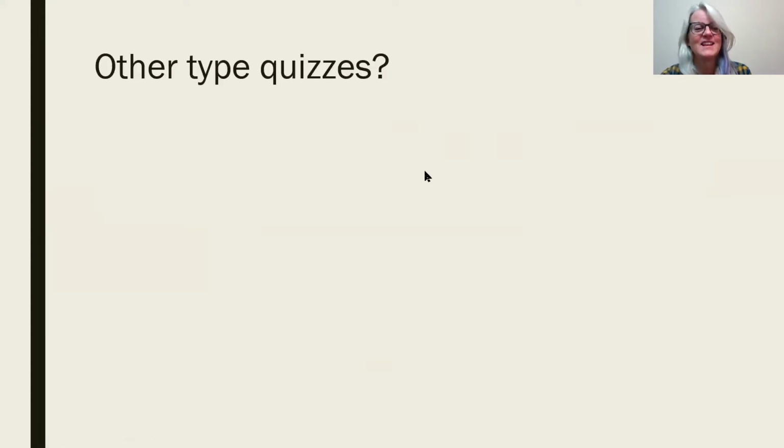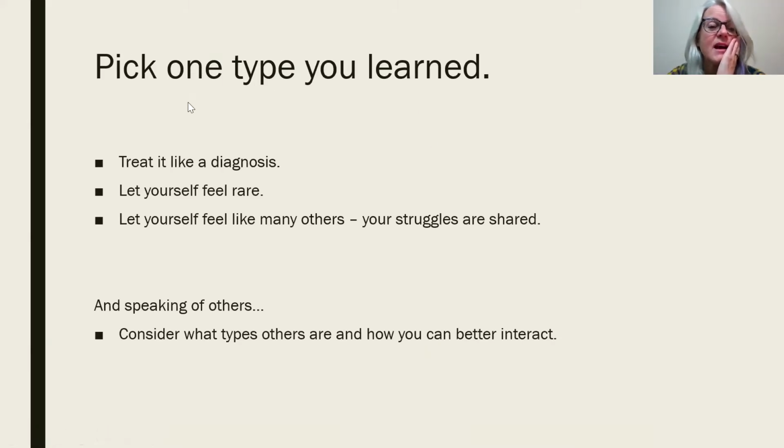At the very end, I thought we would talk about other type quizzes, but there's no time. I'm going to leave it up to you. We can do this, or we can take that last quiz. Then I'm going to drop the link to this in a Google Drive so that you have this whole presentation. But pick one type that you learned that you are, and do something with it. Use it for good, as that one intervention for a challenge that you have. You can use it to feel more rare and special, or to feel like others are going through this too. And finally, other people have types too. Once we get better at understanding types, we might be able to interact better with others.